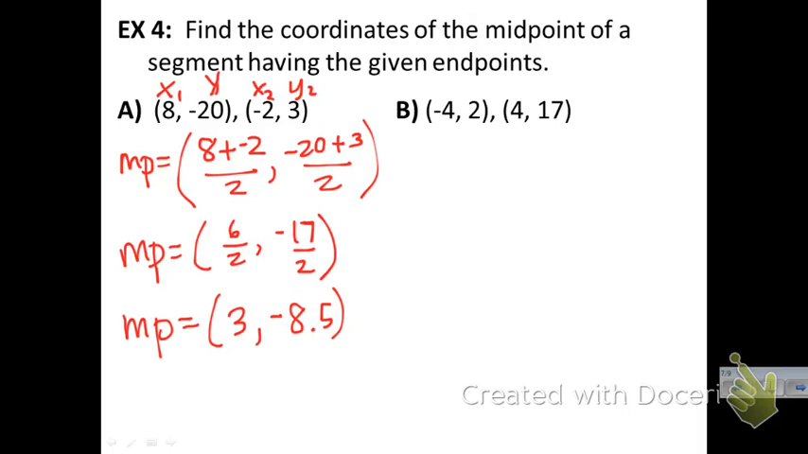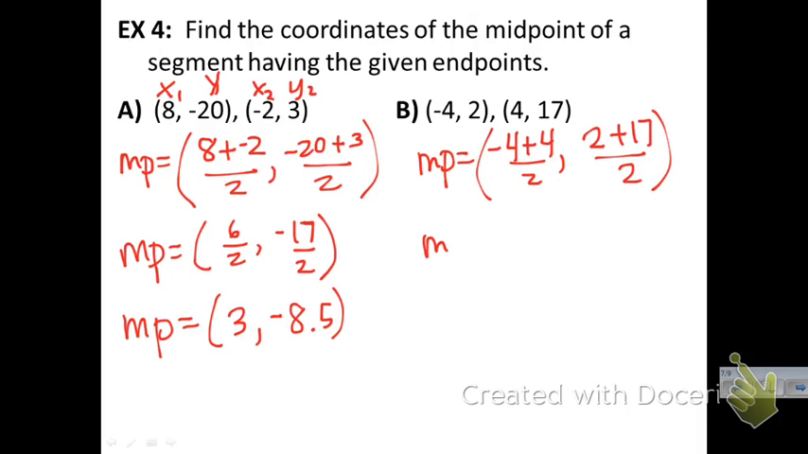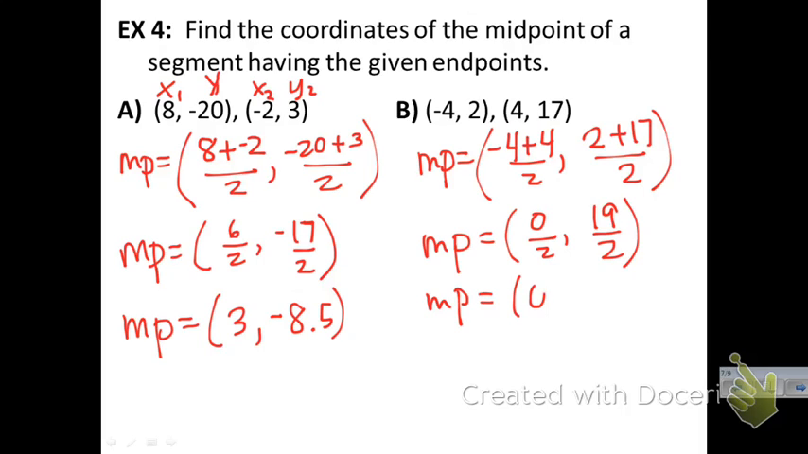Okay, we'll go on to B. We'll do the same idea for our midpoint. We take our x1, -4, and add 4, divide by 2. And we take this 2, our y1, and add y2, and divide by 2. So we get -4 plus 4 is 0. 2 plus 17 is 19. And if we take 0 and divide by 2, we get 0. 19 divided by 2 is 9.5. So you could either say 9.5 or 19 over 2. Either one will be acceptable.